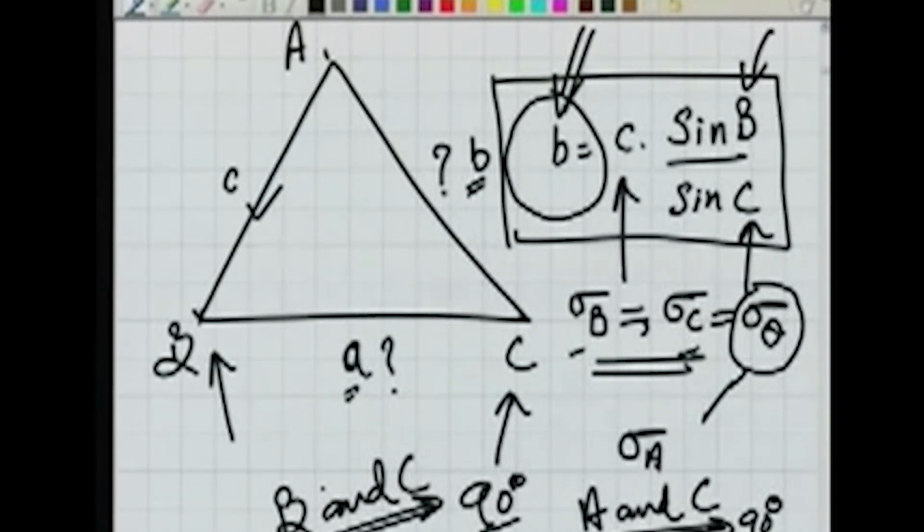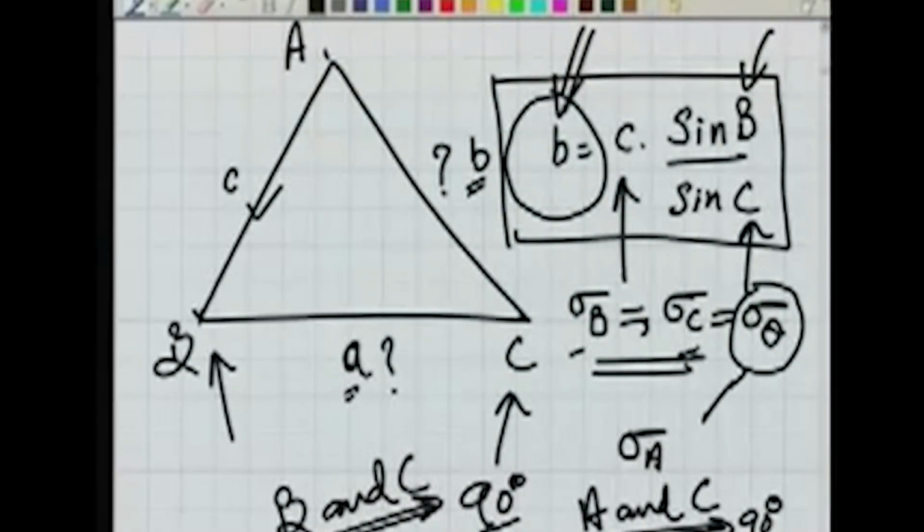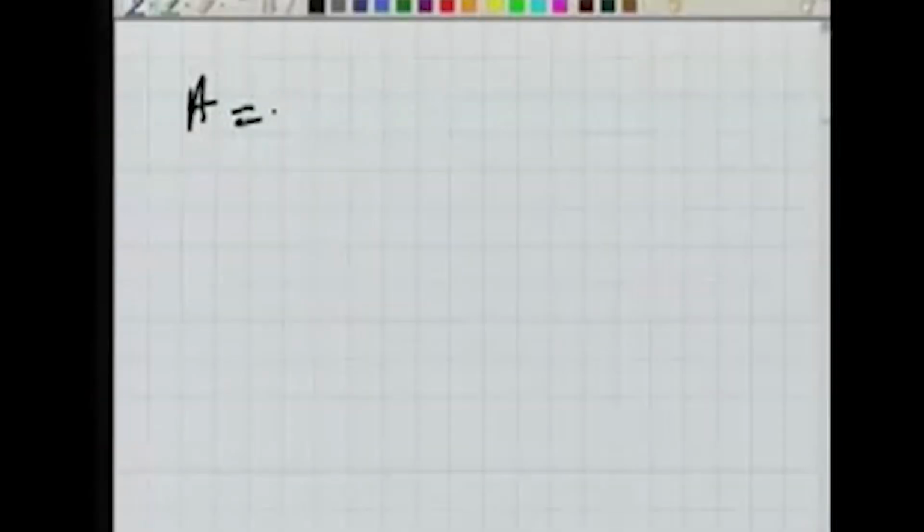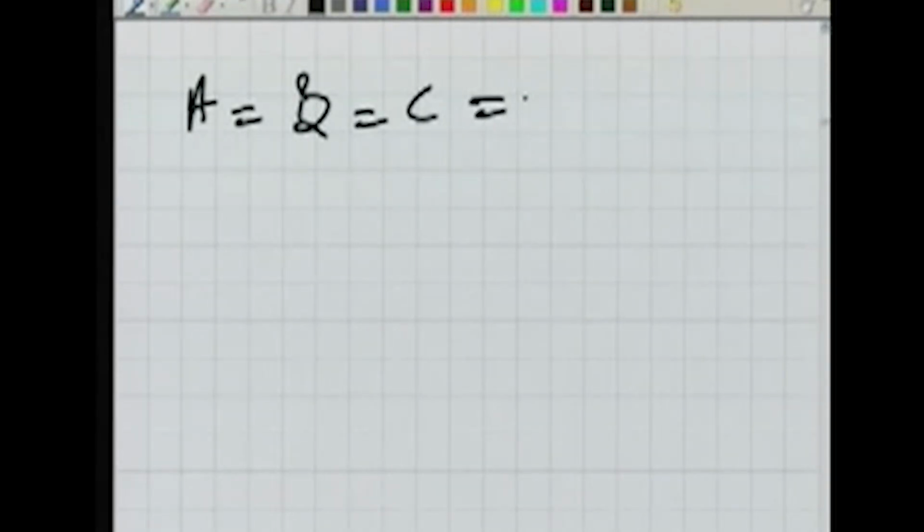So we are looking for a case so that in computation of lengths of sides, the error will be minimum if this is satisfied and this is satisfied. Well, they cannot be satisfied. So what is the solution? The solution is when all A, B and C should be 60 degrees. So this is also a kind of ideal situation.